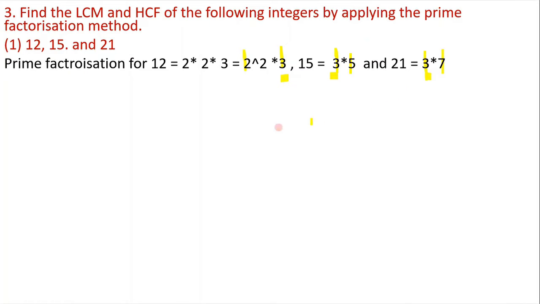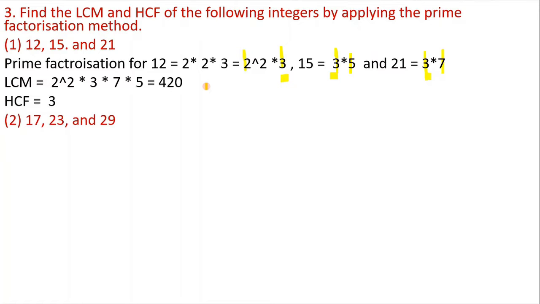Since LCM is equal to the product of greatest powers of all the prime factors involved among the three numbers, the LCM of 12, 15, 21 is equal to the product of 2 power 2 into 3 into 7 into 5, which is equal to 420. And HCF is equal to 3. Next problem.